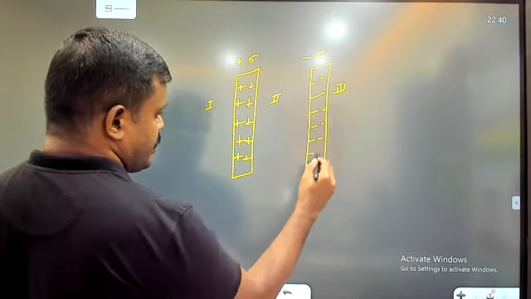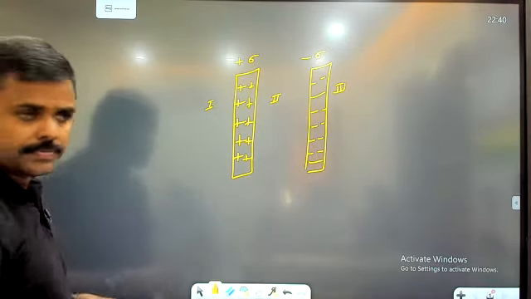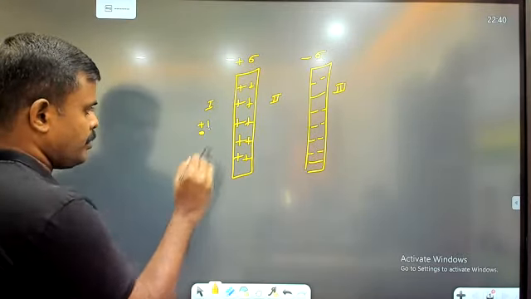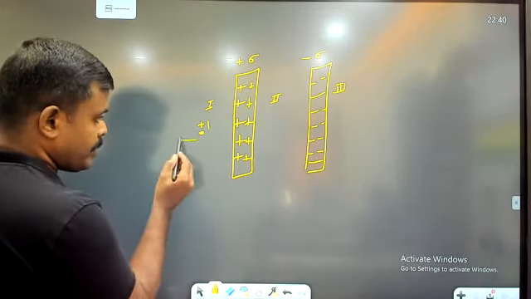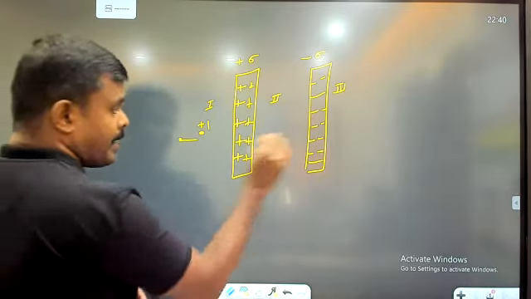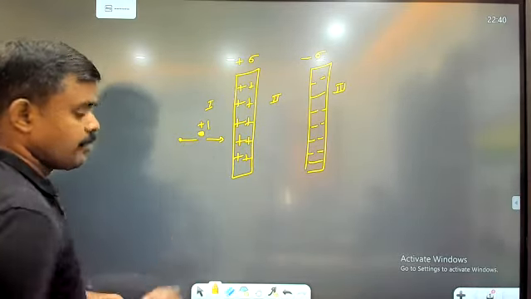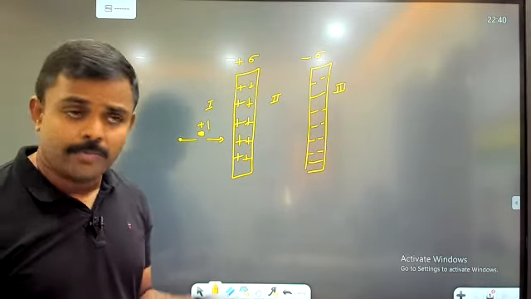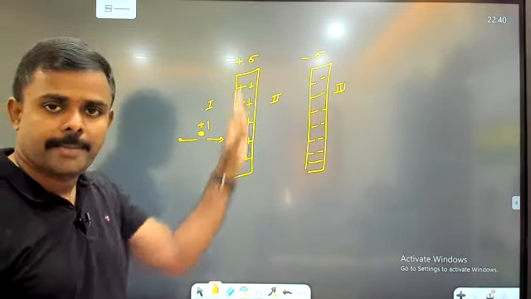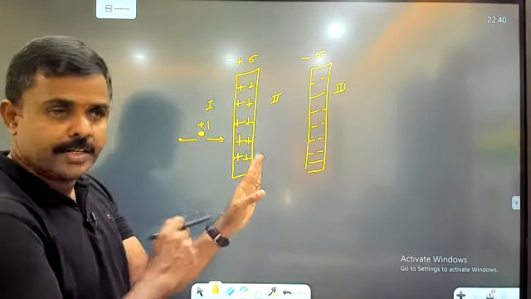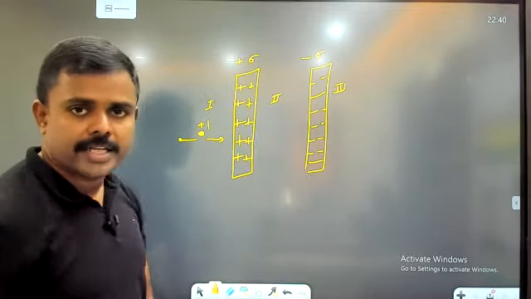Just the other day we learned this. The second plate is negative, no? So here if I put a +1 coulomb, tell me what happens to it. Plus is repelling plus to the left. Minus is attracting plus to the right. See what both the sheets are doing. This plus sheet is repelling plus to the left. Minus sheet is attracting plus to the right.